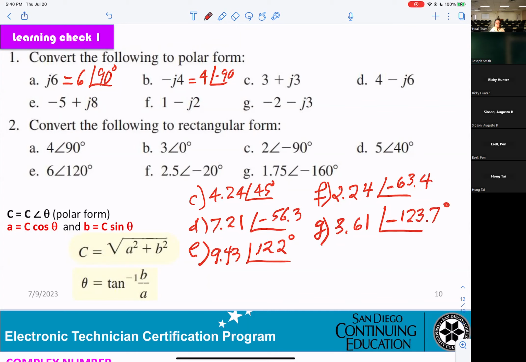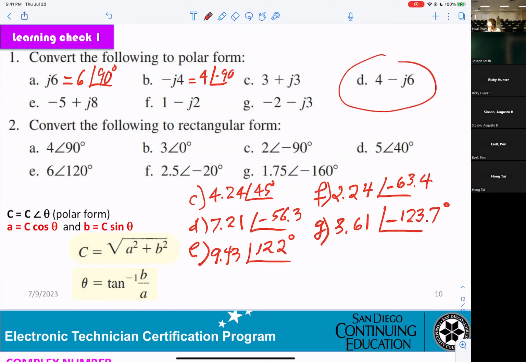Hey, Mr. Pham, can I ask a question? Can you go over number 4 one more time with me? I keep getting 33.69, a negative angle. Which one, A, B, C, D? Number D. You want that one, right? Yeah. Okay.